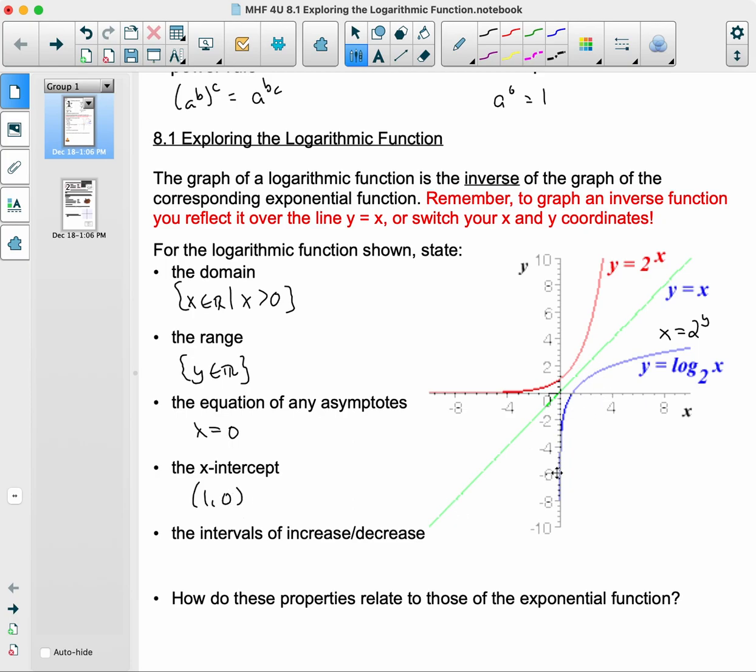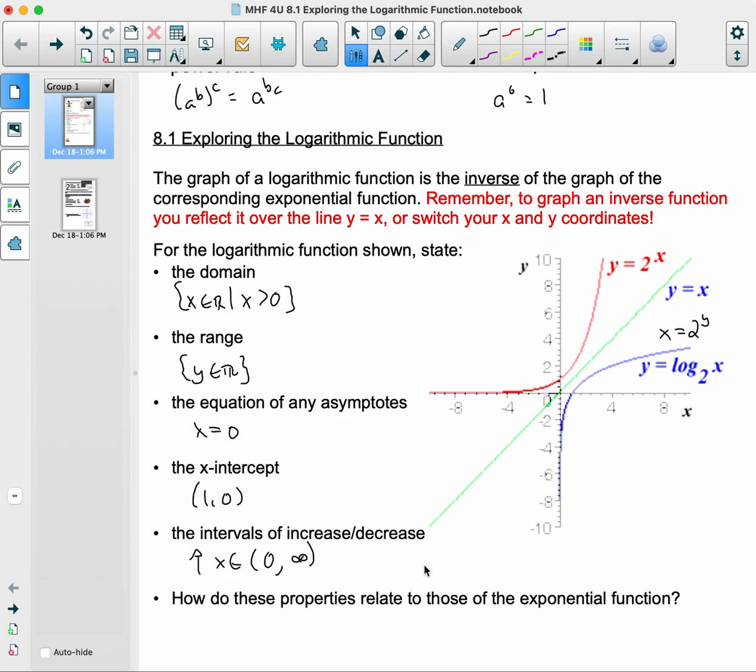Okay, and this one obviously doesn't have a y-intercept. Intervals of increase and decrease, it's always increasing. So that doesn't change when you take the inverse. So it's increasing when x is an element of 0 to infinity. And make sure we don't include 0 at all there because, again, that's an asymptote.